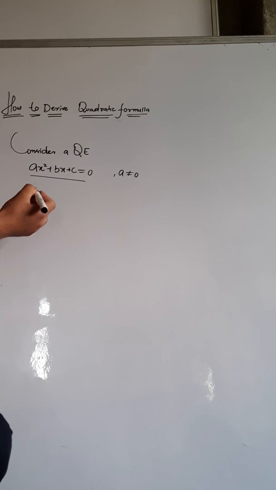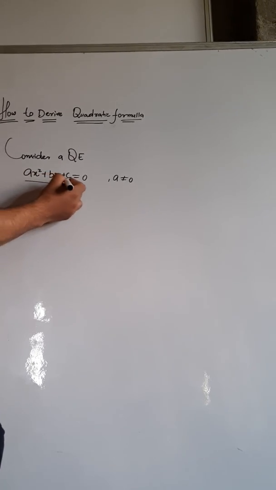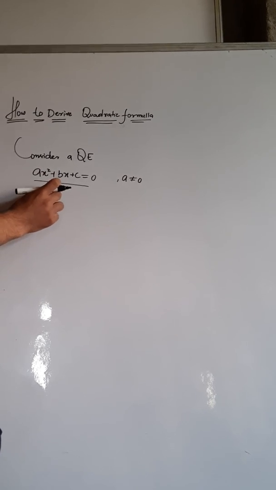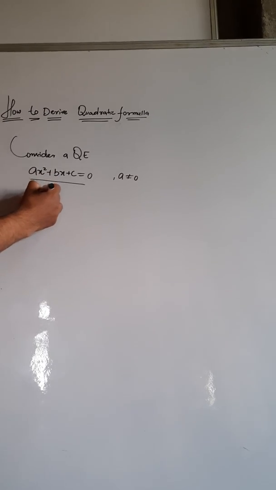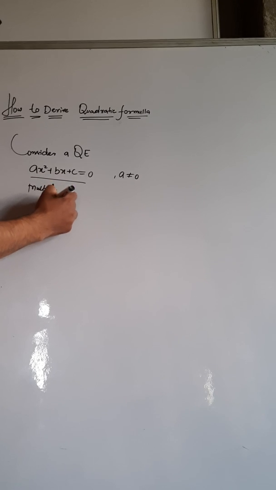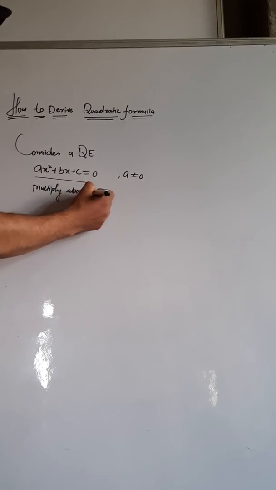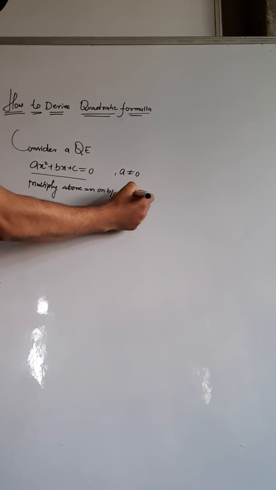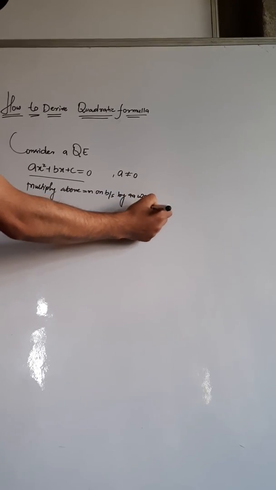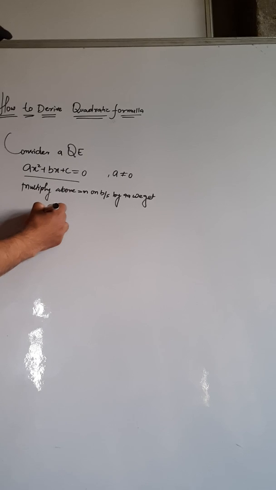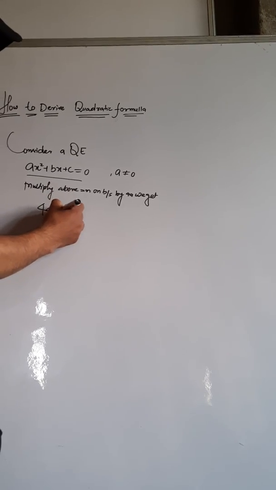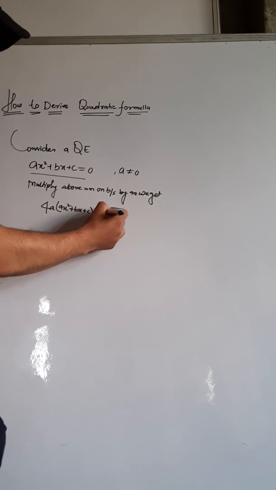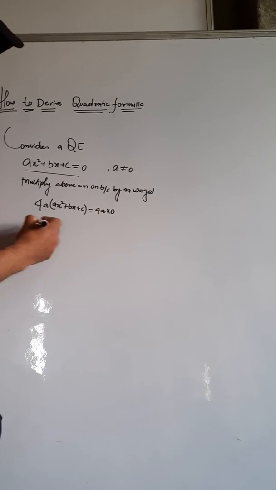Now to get the quadratic formula, what we will do, we will multiply by 4a. There are a number of procedures of deriving it, but we will discuss multiplication by means of 4a. Now we will multiply the above equation on both sides by 4a. We get 4a into ax square plus bx plus c is equal to 4a into 0.